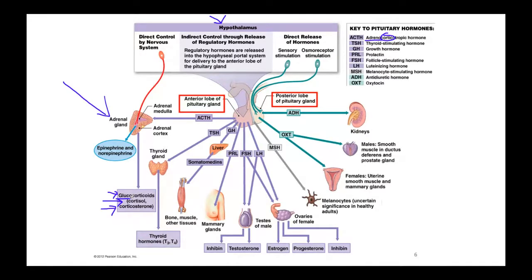Why does your body need increased blood sugar? Well, energy, for energy production. If you're in a fasting state and you're under stress and you're being chased by a tiger, you better be able to get out of danger's way. So glucocorticoids are produced.